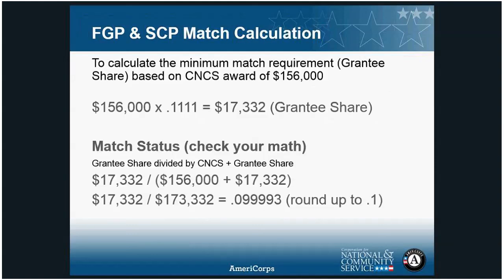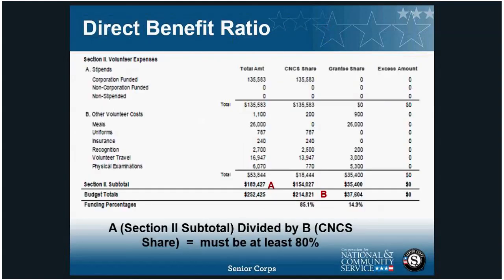And here's an illustration of the match calculation for an FGP or SCP program that had a 10% match. It's just another way of illustrating how you would achieve that. And here's how we normally would look at your budget summary. We would take the Section 2 subtotal divided by the CNCS share amount to see if you're on target for achieving the volunteer direct benefit ratio when your budget comes in for review.